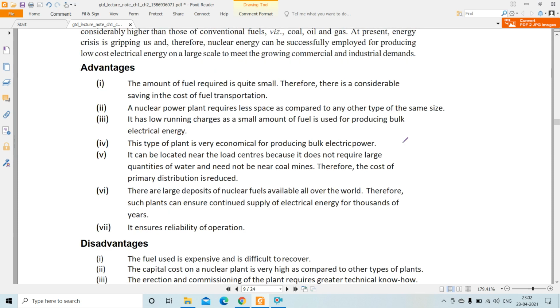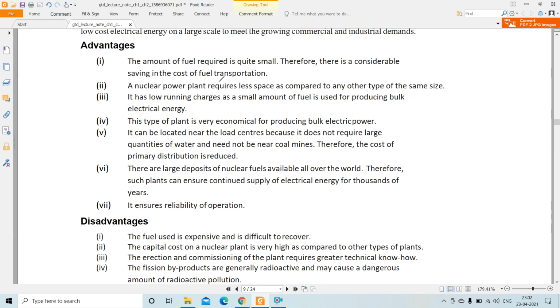So see what the advantages and disadvantages of a nuclear power plant are. Here the amount of fuel is quite small. This is one advantage, so we can save the cost of fuel transportation. The next one is that it requires less space as compared to other types of the same size. It has low running charges, as a small amount of fuel is used for producing bulk electrical energy. So this type of plant is very economical.